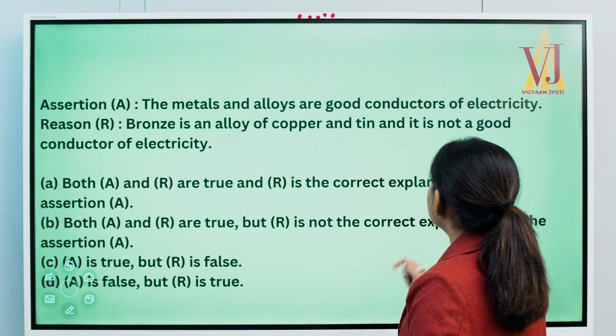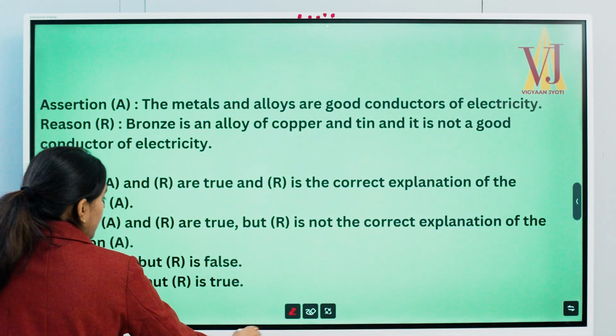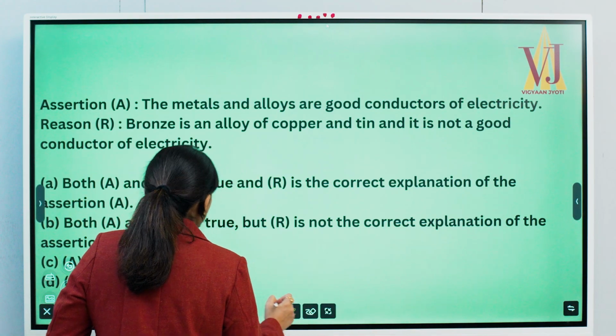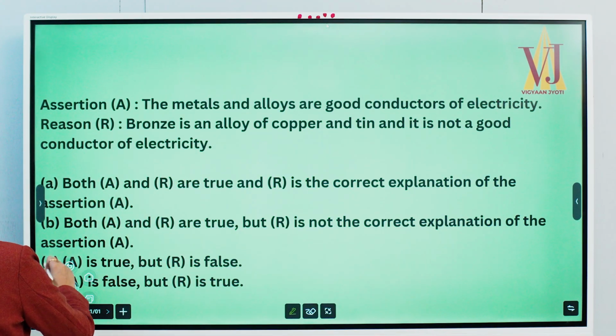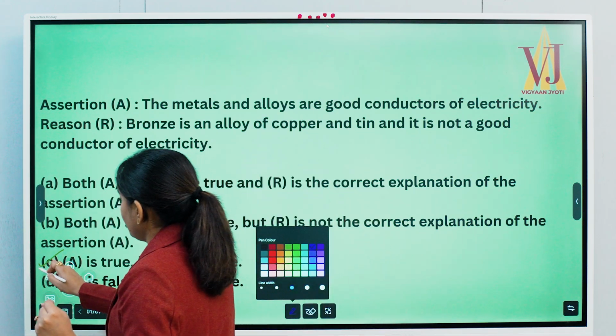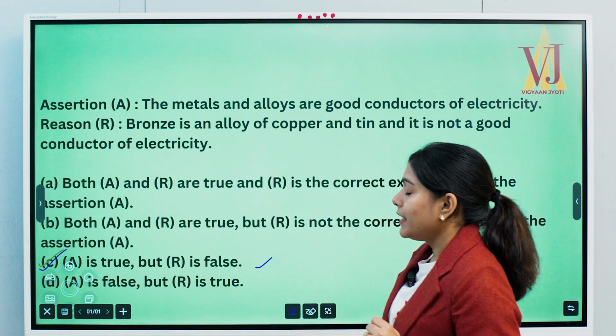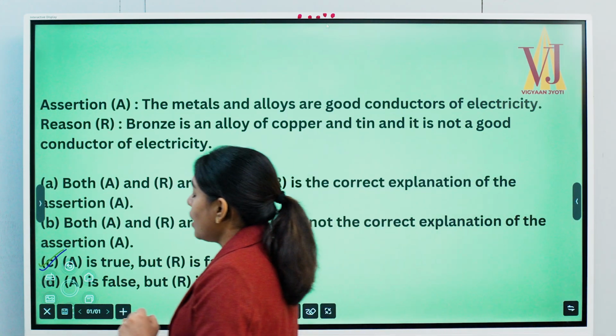But what they have told is that this is not a good conductor. That means the reason is false. So the assertion is true, but the reason is false. We'll go with option C, the pink one, where A is true, meaning the assertion is correct, but the reason is false.